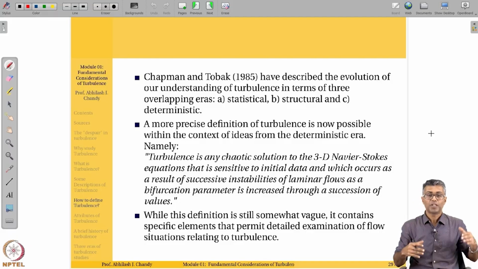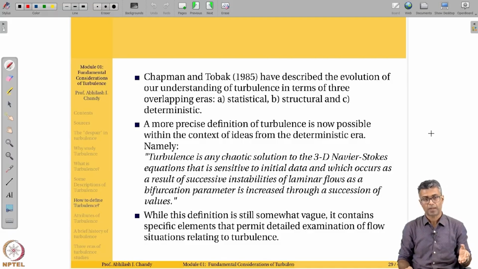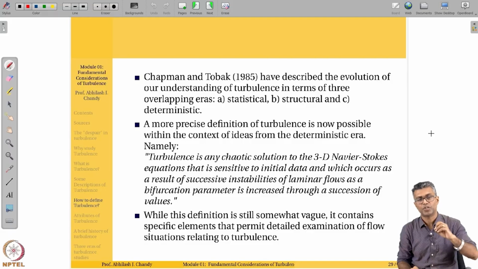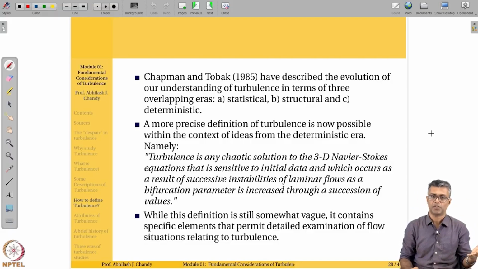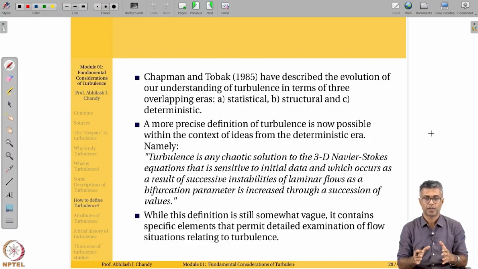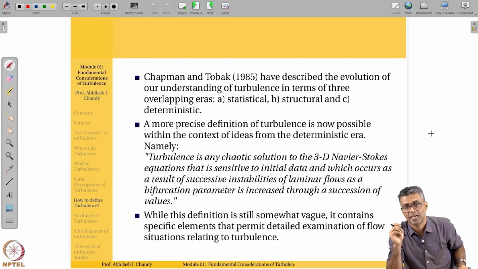This came out of three different parts of the study of evolution: the statistical, structural, and the deterministic. Now, agreed, this definition is somewhat vague, in the sense that it is not like a definition that you would see for other phenomena in classical physics. However, it still has specific elements that we need to pay attention to, and those specific elements allow us to examine these kinds of flows in detail.